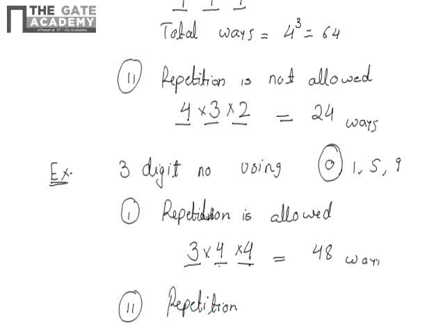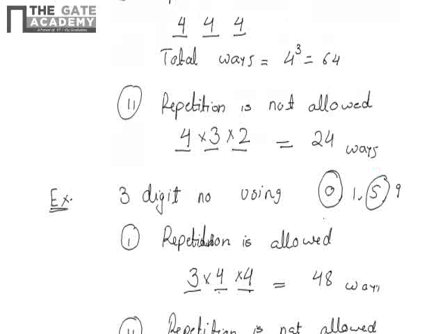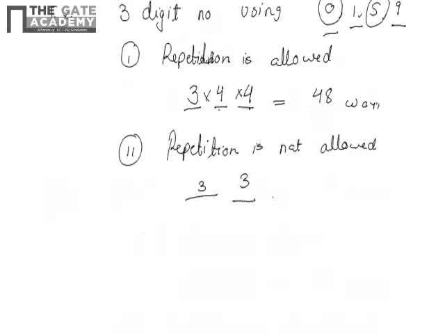Suppose repetition is not allowed. The first number can be chosen in 3 ways, because 0 is not allowed. Now the next number, suppose we have chosen 5, so for the second we can choose 0, we can choose 1, we can choose 9. There is no repetition, so the second one also in 3 ways and the last one in 2 ways because we have used 2 numbers. So the answer will be 18 ways. Now I think you are much clearer about this concept, how to find this.